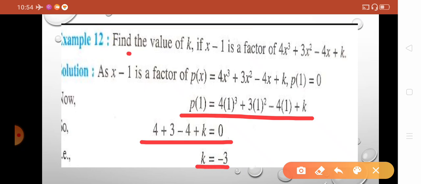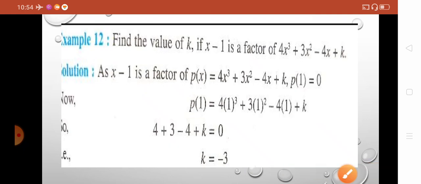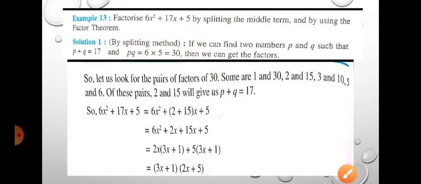So whenever you are given that some polynomial is a factor of another polynomial, that means if you put the value of x there, you will get the value 0 for that polynomial. And if the value of that polynomial is 0, that means the given polynomial is a factor of the other polynomial. Next is to factorize the given polynomial by splitting the middle term and by using the factor theorem.